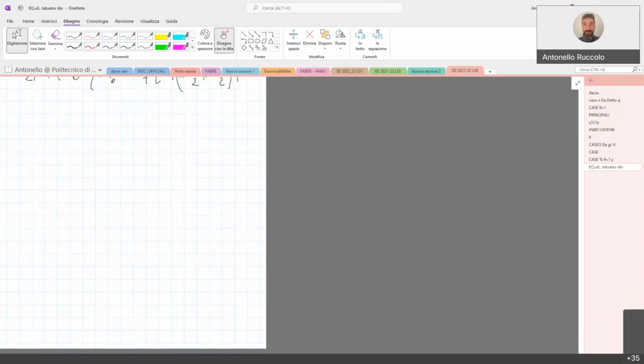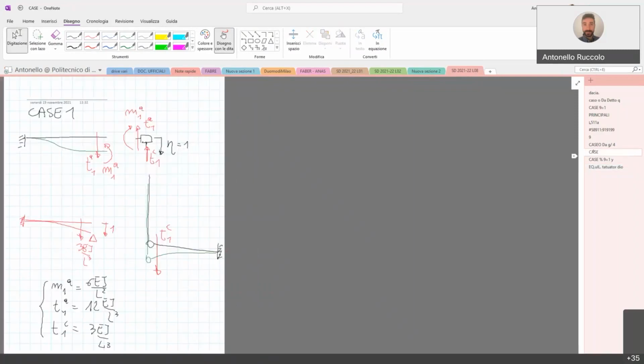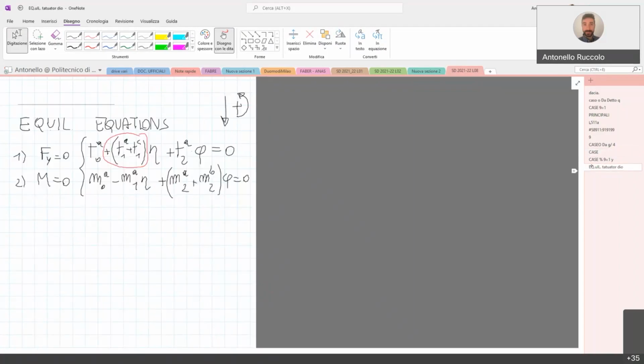Okay? And if we go back here, when we were studying the case 1, we can appreciate how both forces are going upward in the node. Okay? So this is wrong, and this is minus. Okay, cool. So equation 1 becomes P, no, Q.